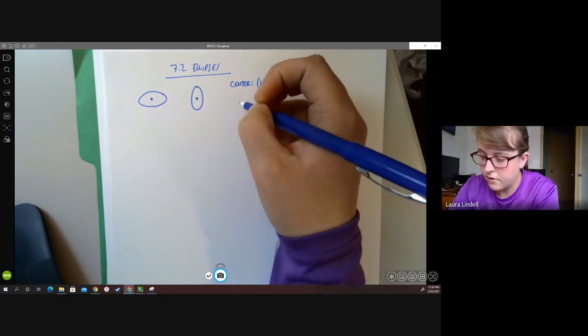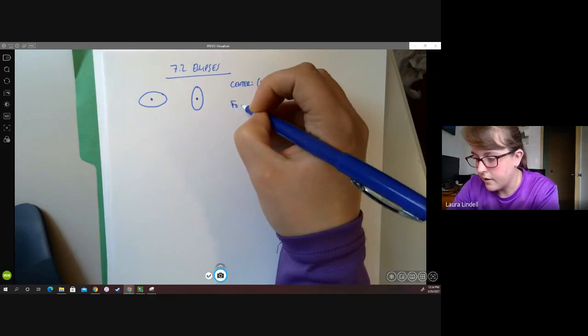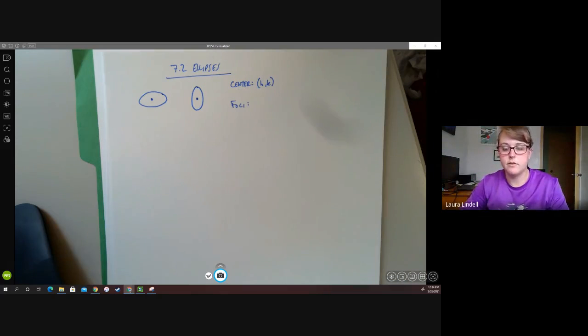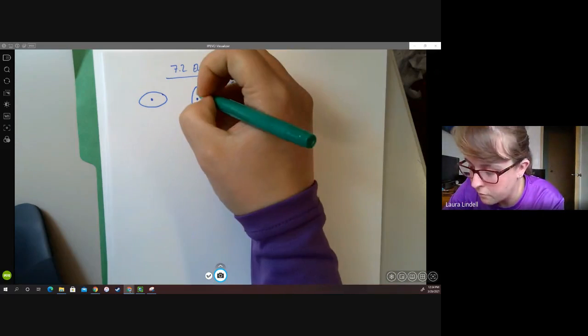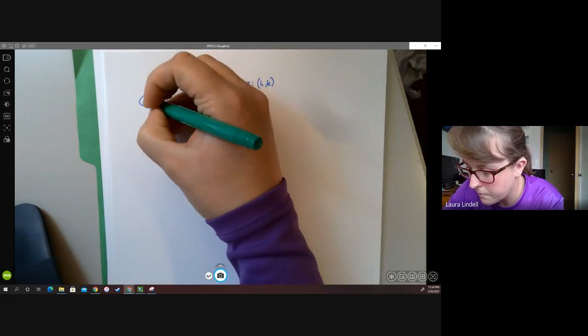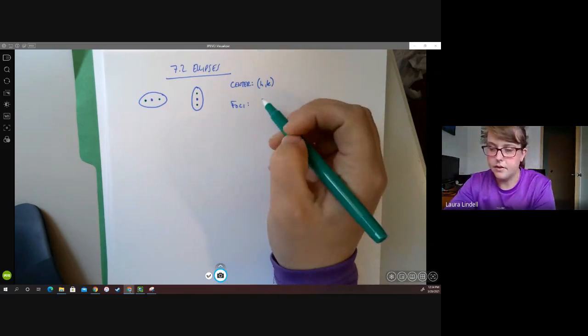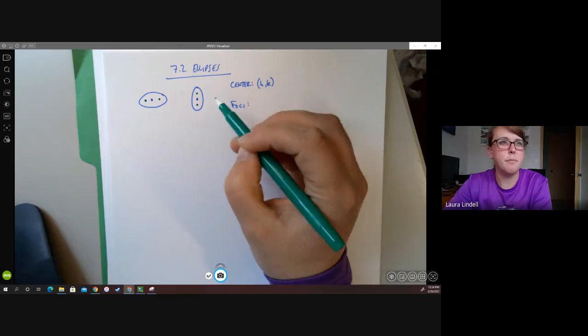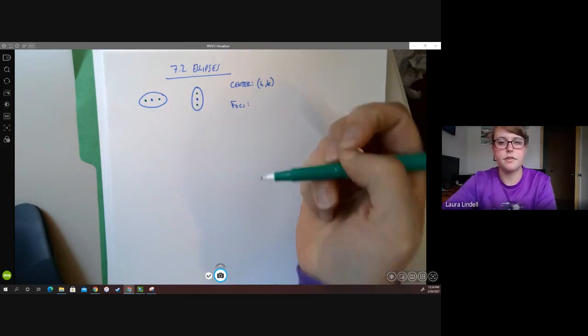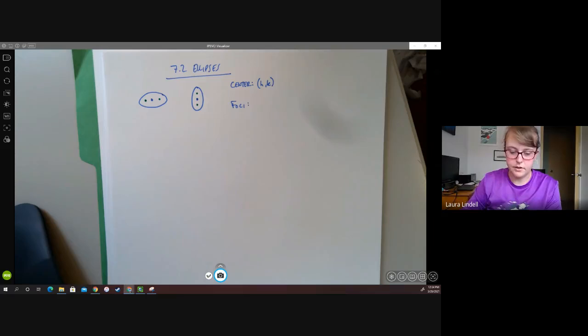And ellipses also have something called foci, so it's the plural of focus. So the foci would be like here on an ellipse. And they have different equations depending on which orientation of the ellipse you have. So we're going to leave it at just calling them foci for the moment until we can talk about the orientation of the axes.